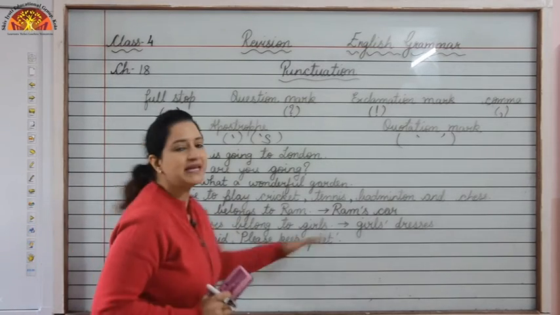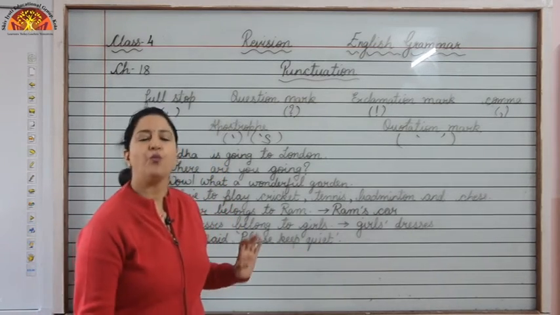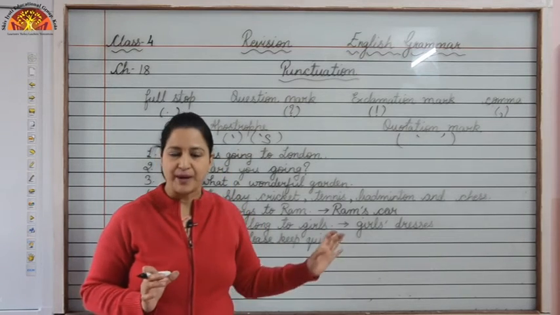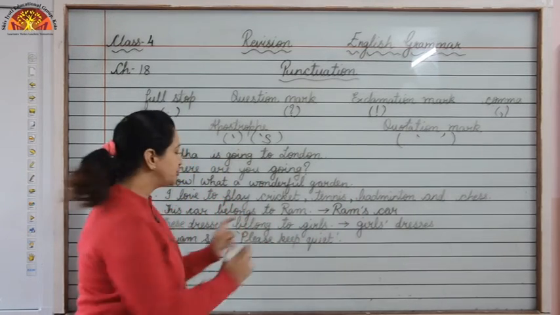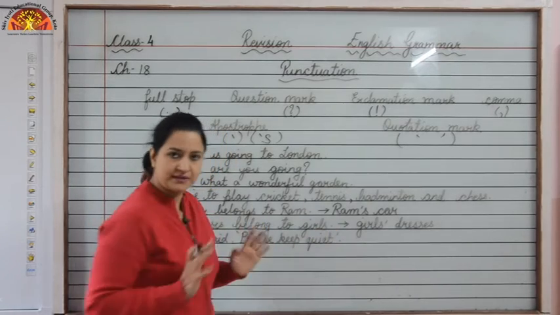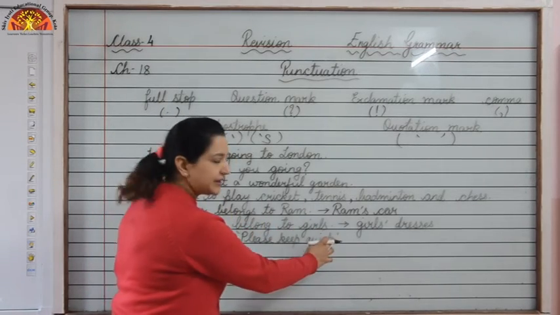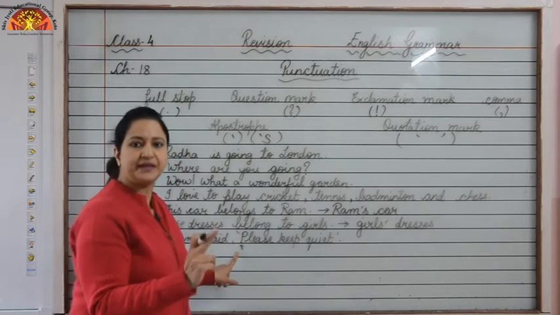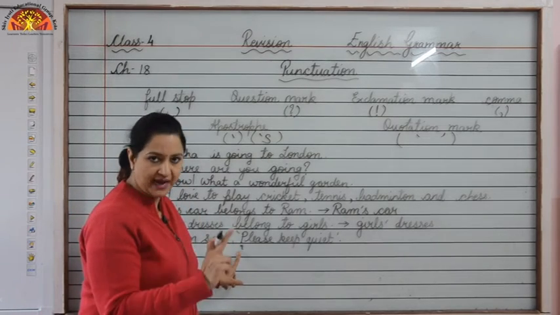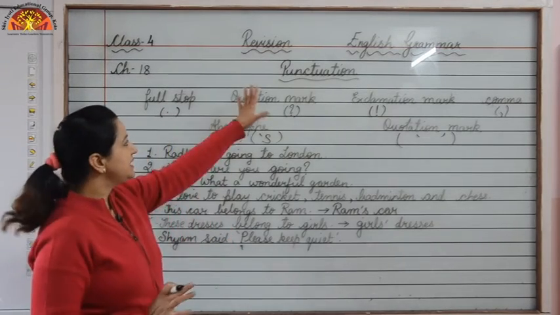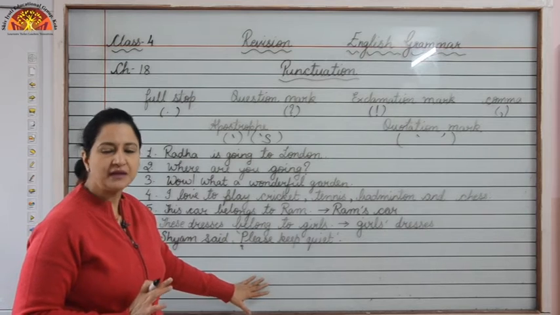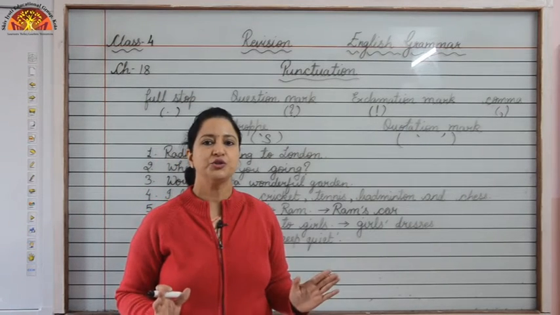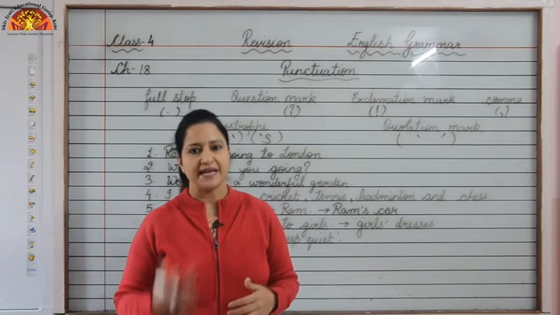Please keep quiet. So whenever you want to write the exact words said by someone, you have to use inverted commas. And in inverted commas, your first alphabet should always be capital. Remember that. So these all are punctuation marks. Now I think punctuation marks are also very clear to you all. Let's move to the next chapter.